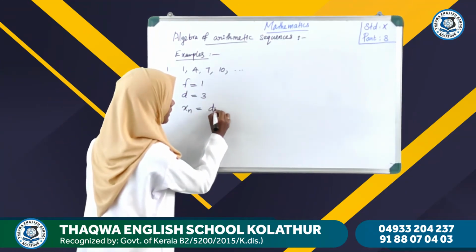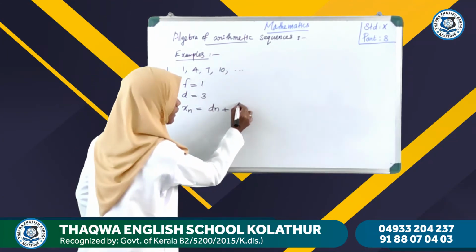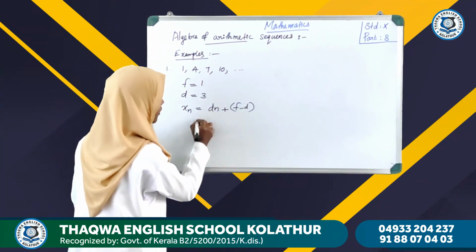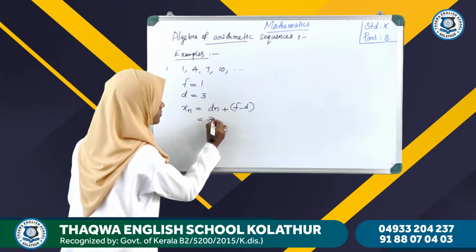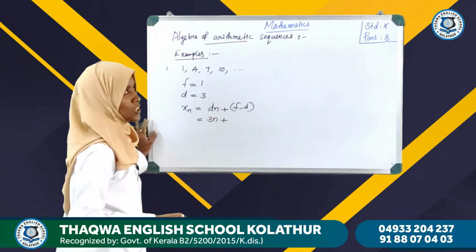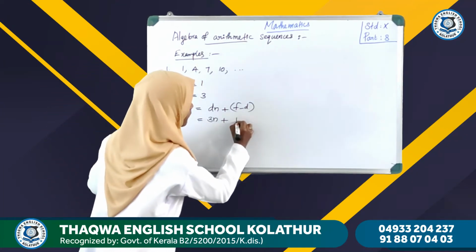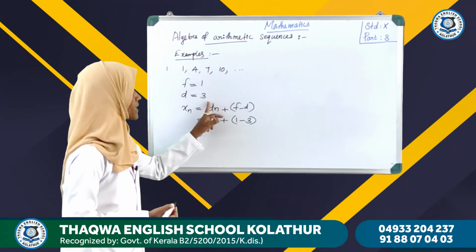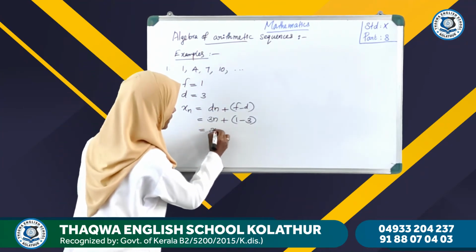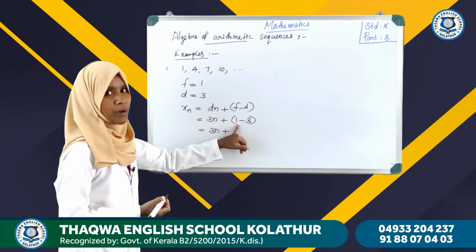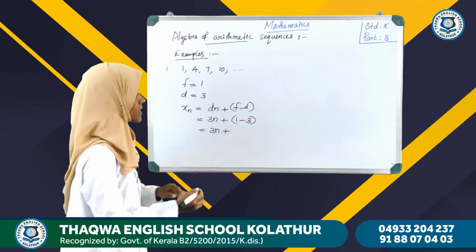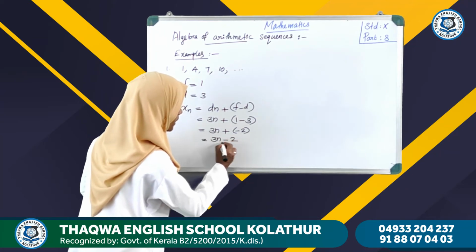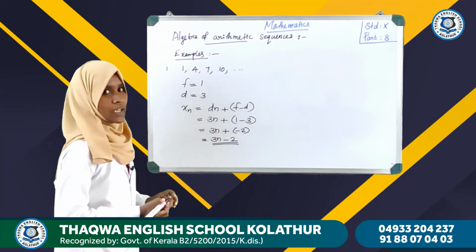We know that xn is dn plus f minus d. Now substitute. d is 3. So 3n plus f minus d. f minus d is 1 minus 3. So 3n plus 1 minus 3. That is 3n plus, what is the value of 1 minus 3? 1 minus 3 is minus 2. So 3n minus 2.